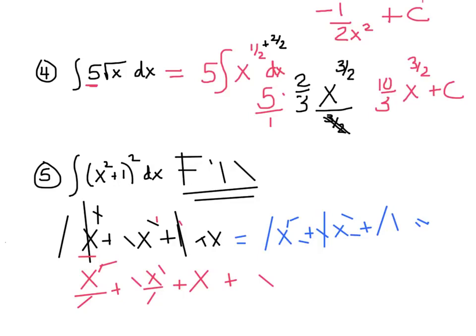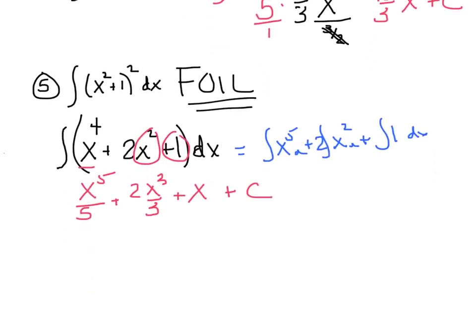Now remember, it's real easy to check and see if you're right. Just take what you integrated and quickly take its derivative. Well, the derivative of a constant is 0. The derivative of x is 1. The derivative of 2x cubed over 3, if I bring that down, I get 6/3, which is 2x squared. And if I bring my 5 down, those 5's cancel and I get x to the 4th.